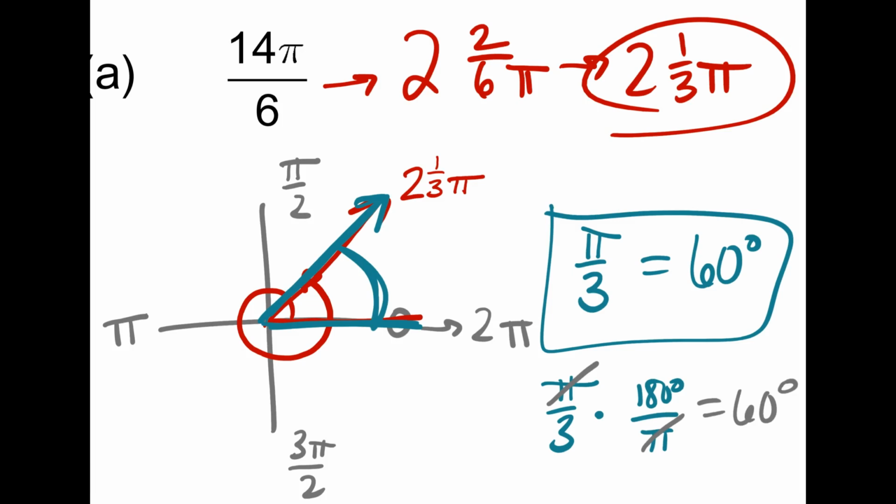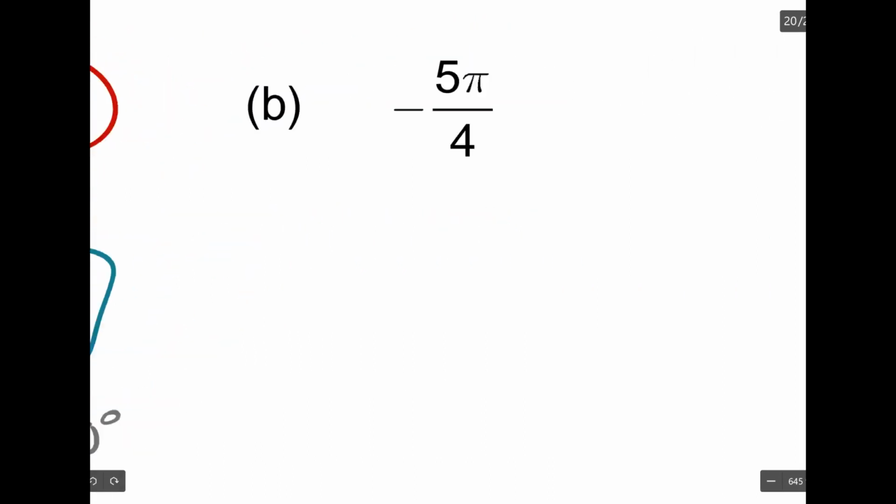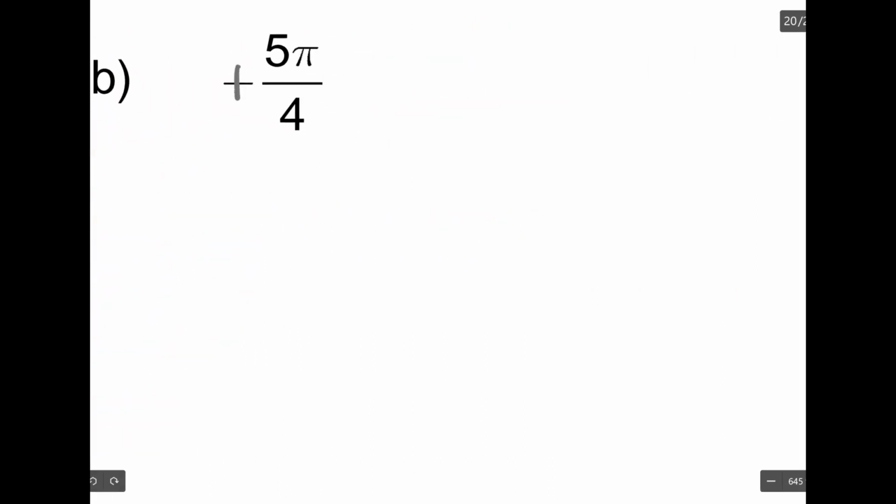All right, cool. Let's try the next one. Okay, let's make this positive 5 pi over 4. So there are going to be no negatives on the test, not for reference angles.